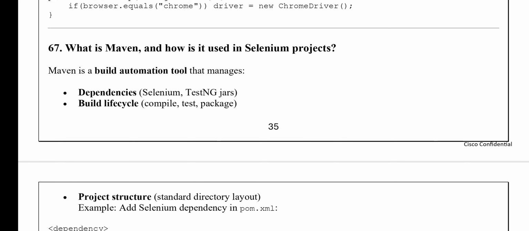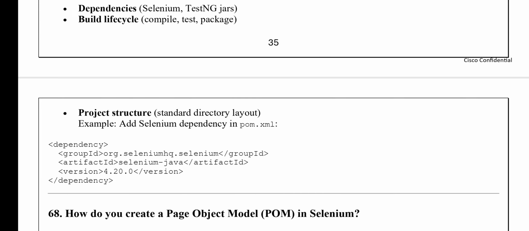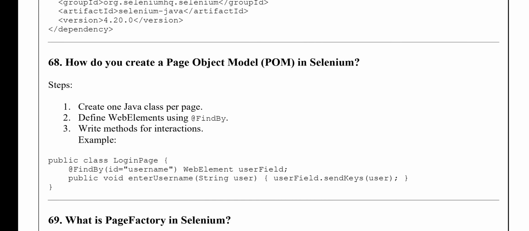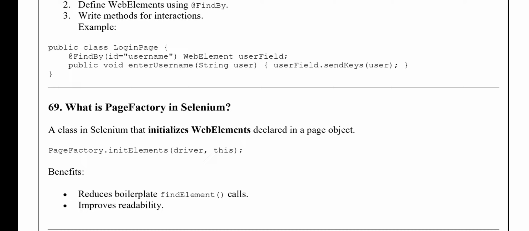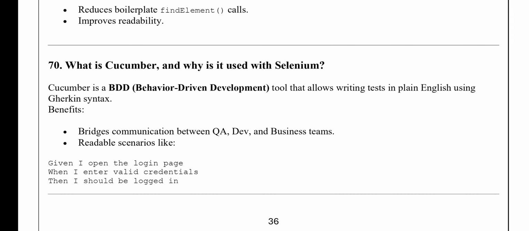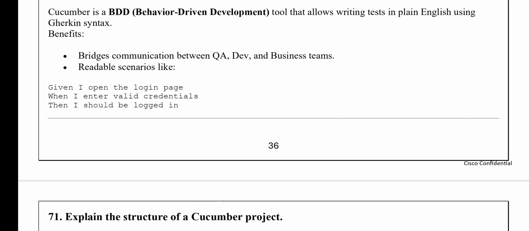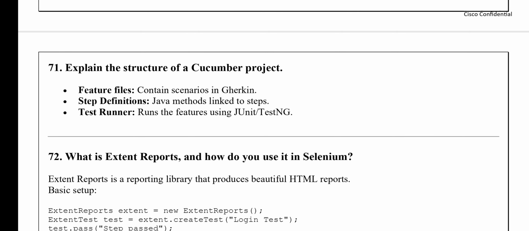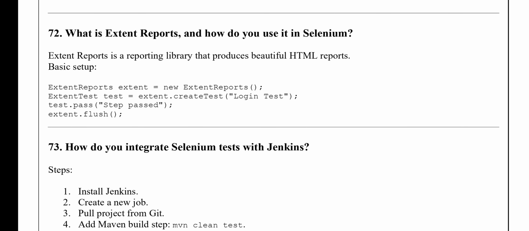What is Maven and how is it used? How do you create a page object model in Selenium? What is Page Factory in Selenium? What is Cucumber and why is it used with Selenium? Can you explain the structure of a Cucumber project?